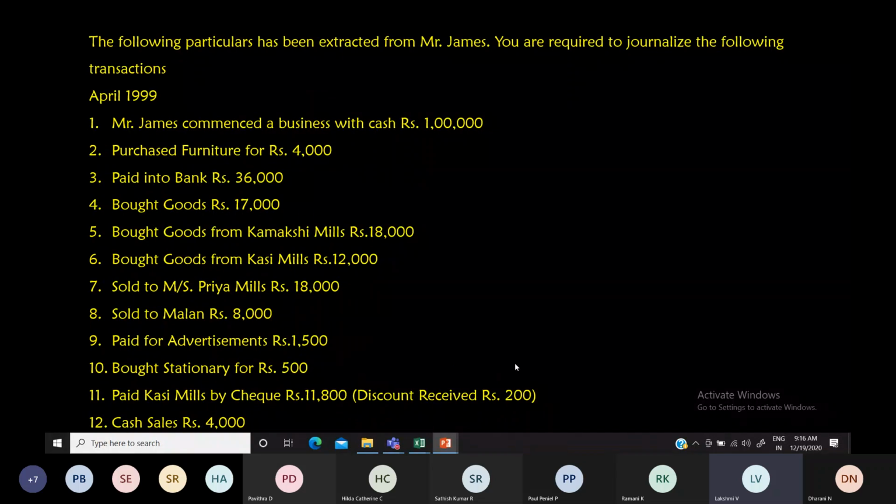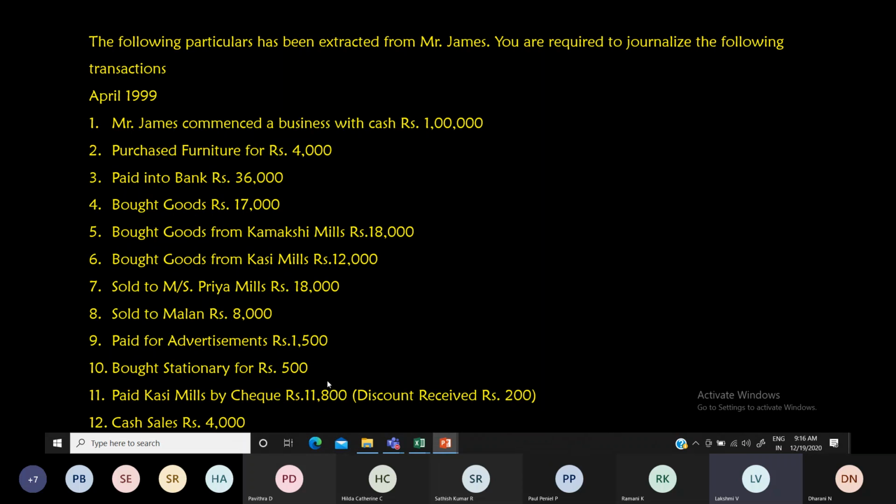So whenever this kind of transaction is given to you, you have to go through where all Kasi Mills has appeared before. What kind of transaction you made with him, what you have bought from him or what you have sold to him, that you have to consider. And how much amount you have to pay and how much you are actually paying now, how much discount, all those things. Sometimes discount will be given to you, sometimes it will not be given.